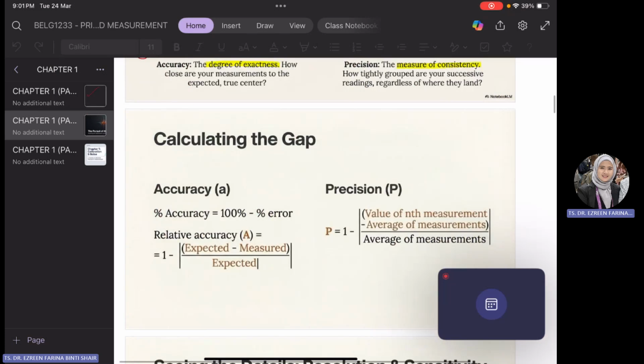We can also calculate accuracy and precision using these formulas. This formula is very important. Percent accuracy is 100% minus the percent of error, and relative accuracy is 1 minus the expected value minus the measured value, divided by the expected value. For precision, the formula is 1 minus the value of the nth measurement minus the average value of measurement, divided by the average of measurement.